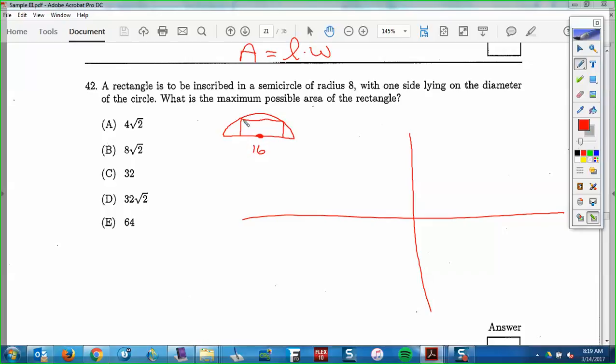So now we could label a couple different things. I don't know if it'd be easier to do an equation in that semicircle. Okay, it says one side lies on the diameter of the circle, so that's how we know this right here. So we're going to want to label, if we label that our width, label that W, and we label this our length. We know it's 16 all the way to there.